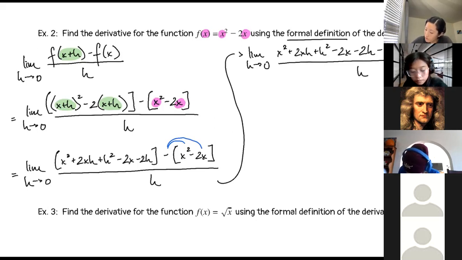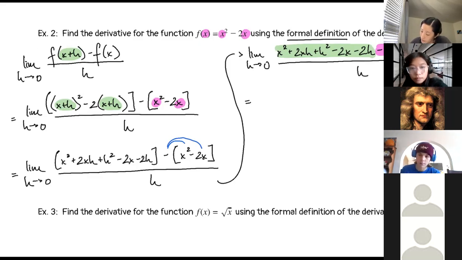Now let me pause for a moment and just remind us that these terms all came from the f of x plus h. So those first 5 terms came from f of x plus h, and the last 2 terms come from f of x. Okay, so we still have f of x plus h minus f of x. Now, the beautiful part is at this point, things should start to cancel.